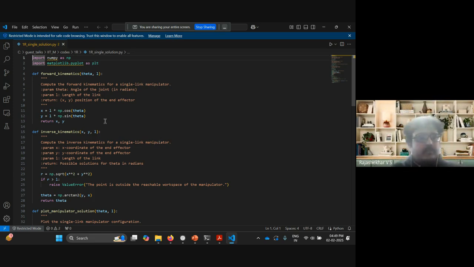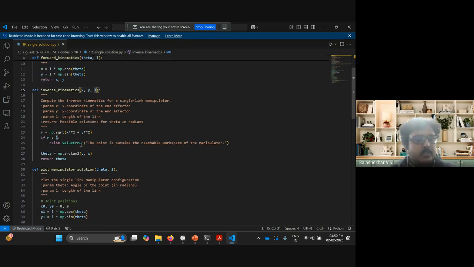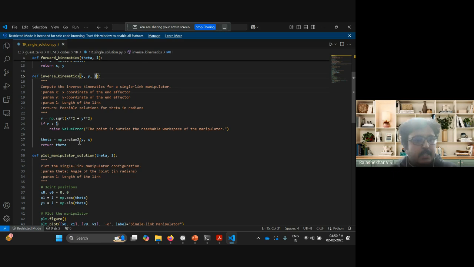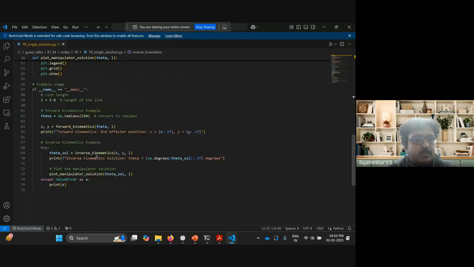This code is pretty straightforward. For forward kinematics, you just need to know the x and the y, that is L cos theta and L sin theta. And for inverse kinematics, you just give the three values: x, y, and the length of the link. We take the square root of x square plus y square, and we find the arctan value of that. And this section of the code is for plotting it on the screen.